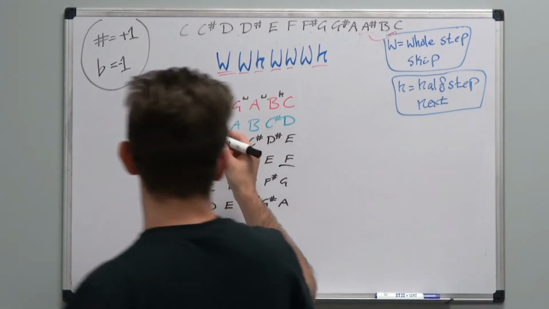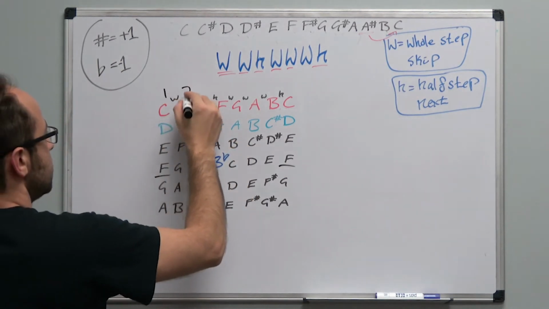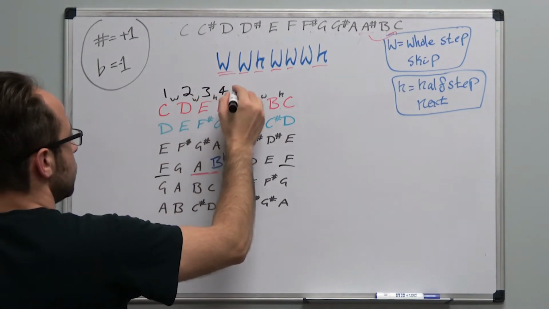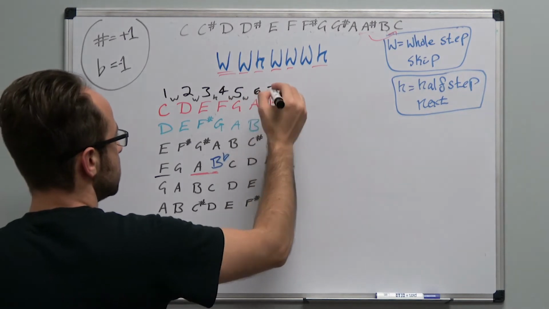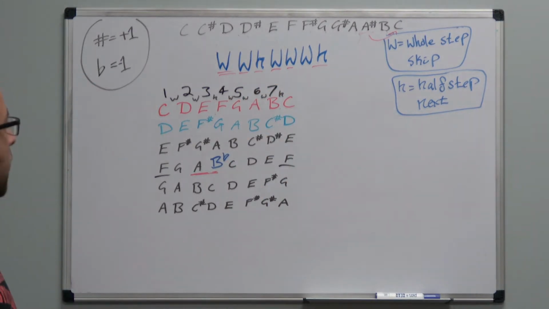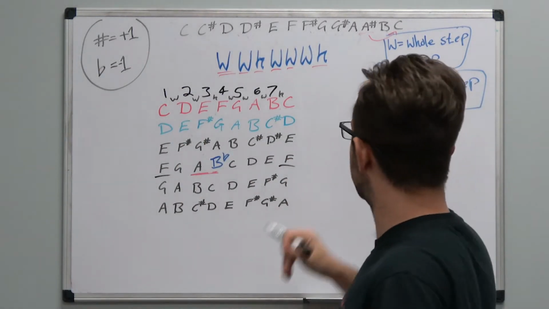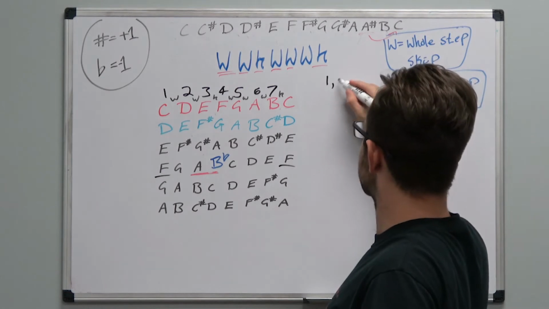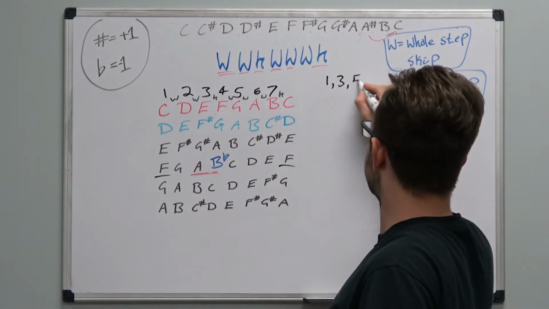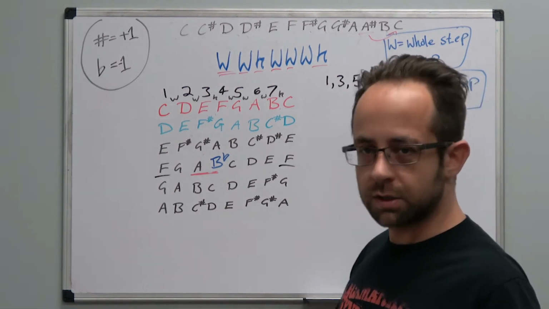Let me number these off. C is 1, D is 2, E is 3, F is 4, 5, 6, 7. And the formula for how to make a major chord out of a major scale is that you just select the first, third, and fifth note. All right, so I'll do some examples of that.